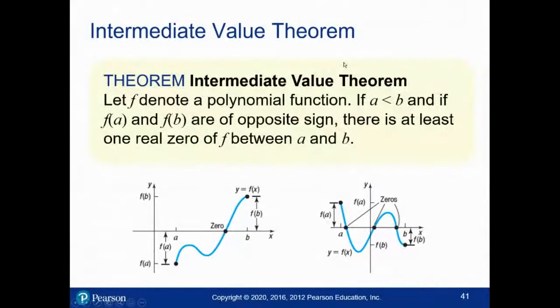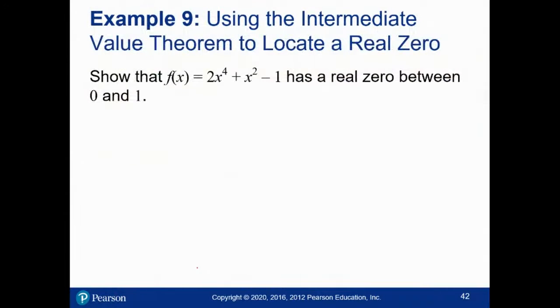The intermediate value theorem is the last thing in this section. We've implicitly used it before. If you have a polynomial that goes from a negative to a positive value, somewhere in between there's got to be a 0. Because it's a continuous function, if I go from negative to positive, I have to have a 0. So show that this polynomial does have a root somewhere in between 0 and 1.